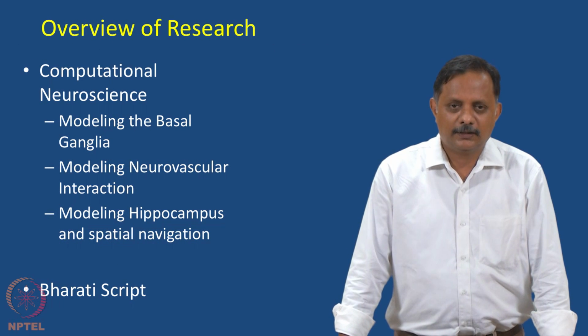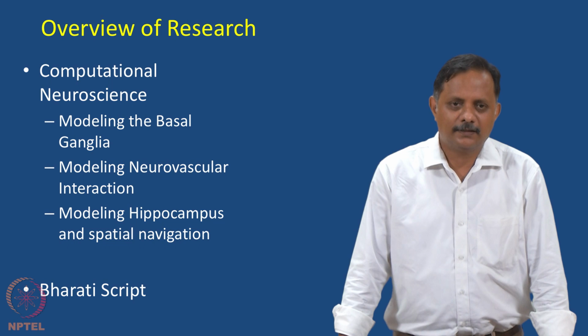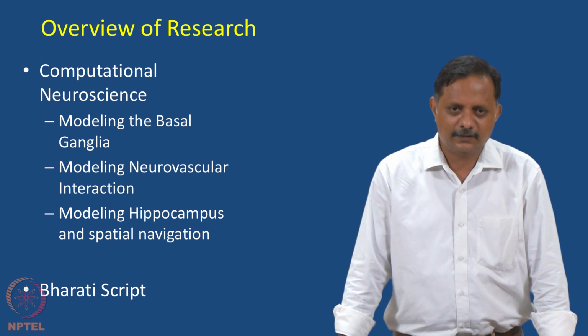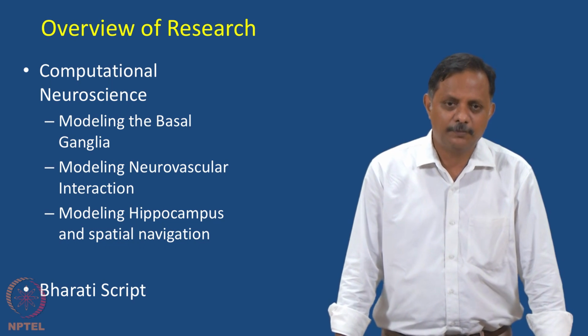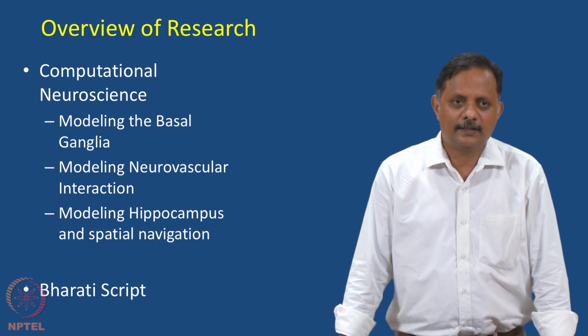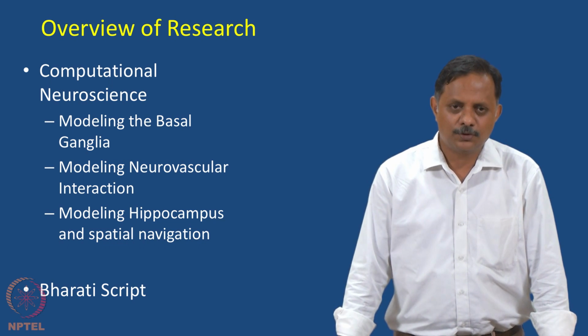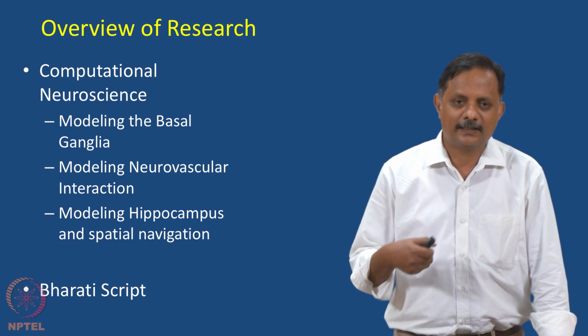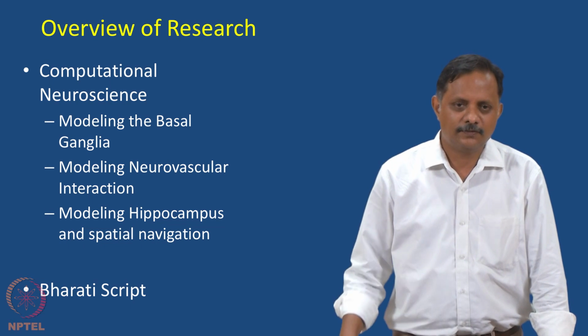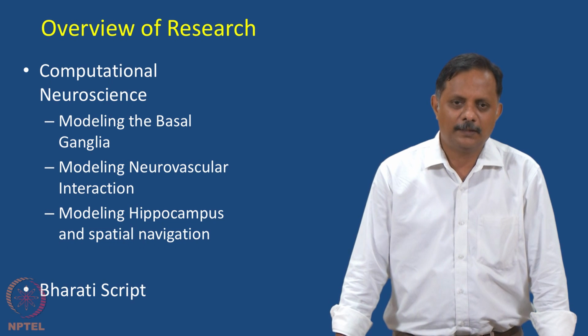So I'll talk about two main areas. In fact, the main research interest in our lab is computational neuroscience, because that's the name of the lab. And here we are looking at three main topics: modeling basal ganglia, which is a subcortical circuit in the brain, which is a very important circuit. Then modeling neurovascular interactions, that is, how do neurons and vessels talk to each other? So how do neurons send their hunger signals and get energy feedback from the vessels? So we are modeling that, and we're also modeling hippocampus and its role in spatial navigation.